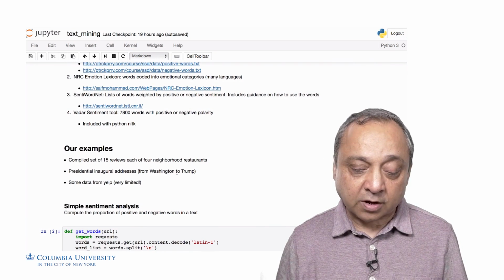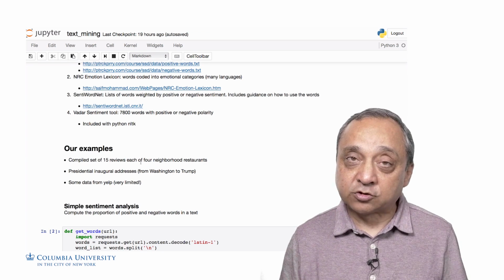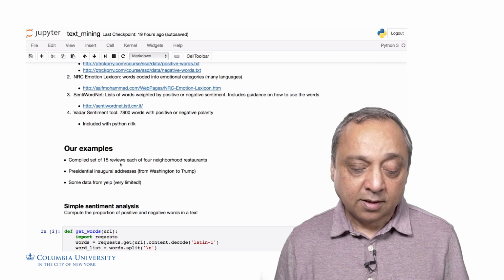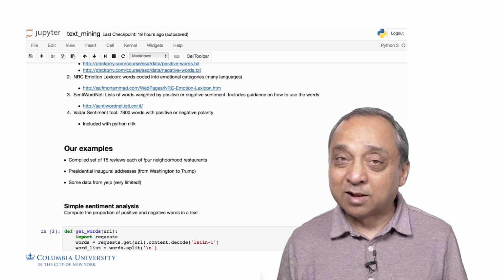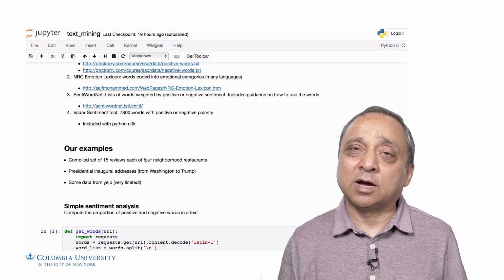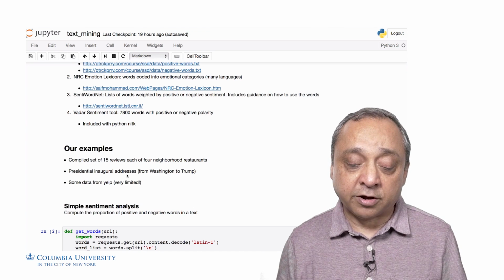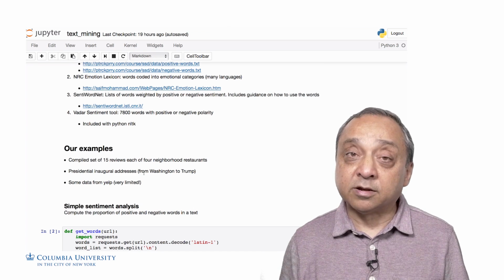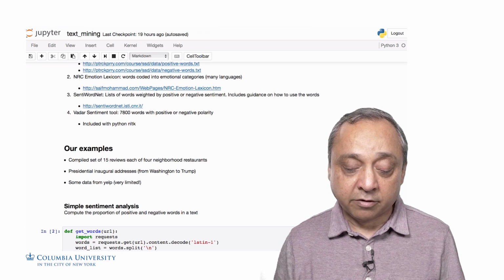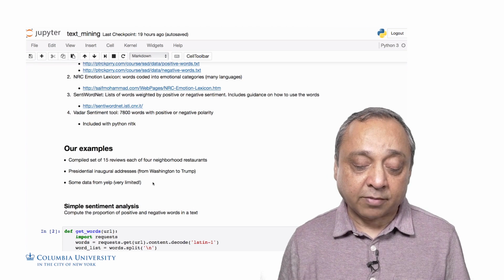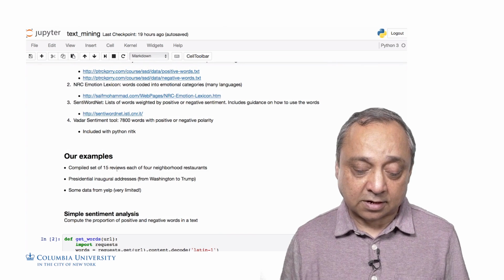For most of our class, we're going to use these examples. I've compiled a set of 15 reviews of 4 neighborhood restaurants, neighborhood being the Columbia University neighborhood. These are just taken off Yelp, so they're just general reviews. I'm also going to use the Yelp API. So as a side benefit, we're going to see how to use the Yelp API, which is kind of nice. And then we have the presidential inaugural addresses, which is included in the corpus. And like we did in the first video, we've added Obama 2013 and Trump 2017 to that corpus. That's about it, really. So these 3 examples we're going to use, and that's going to be our focus for the rest of this week's session.